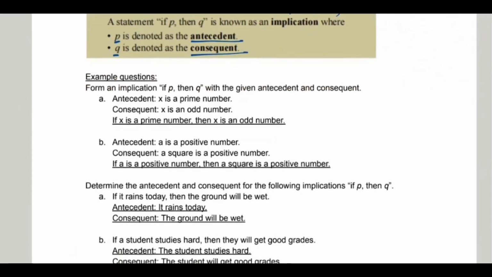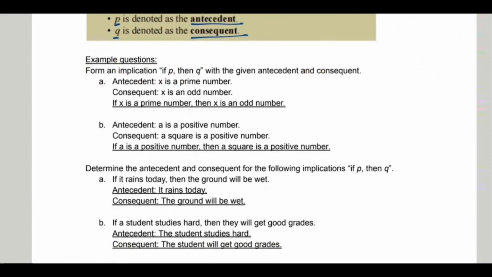And for the example, we will have two questions. For the first question, they will give you two sentences and you need to construct one implication sentence. For the second example, they will give you one implication sentence and you need to construct two sentences. So we look at the example first.